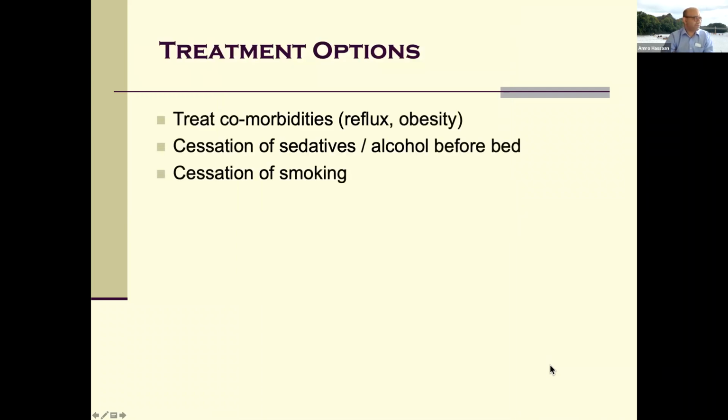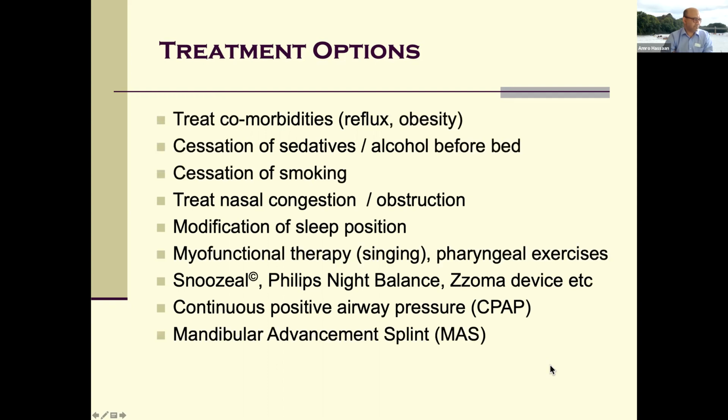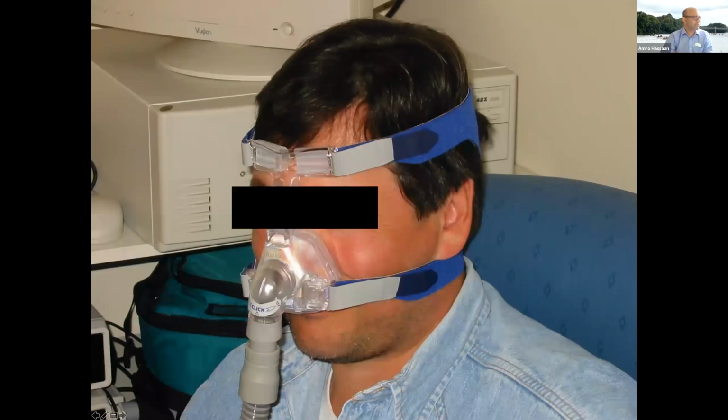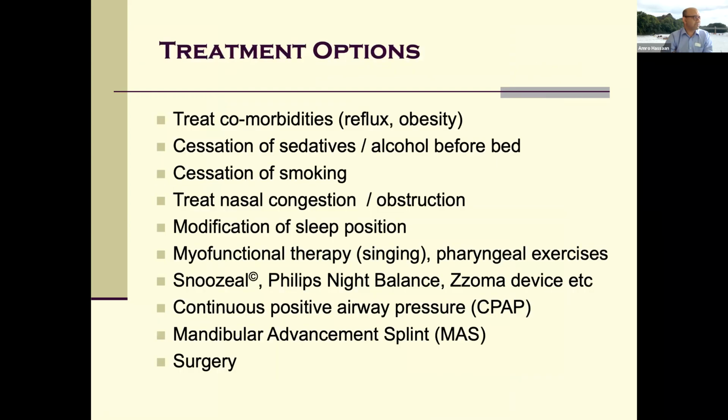So, our treatment options. First, we've got to treat the comorbidities. We've got to treat the reflux, the obesity. You've got to stop alcohol before bed because that makes you tired. You've got to think about the sedatives you're using, sleeping tablets, antidepressants. You've got to stop smoking because that gives you rhinitis and reduces your oxygen saturation. Treat nasal congestion. If you've got an allergy, deal with that. If it's non-allergic rhinitis, deal with that. And of course, we as ENT would be happy to help.